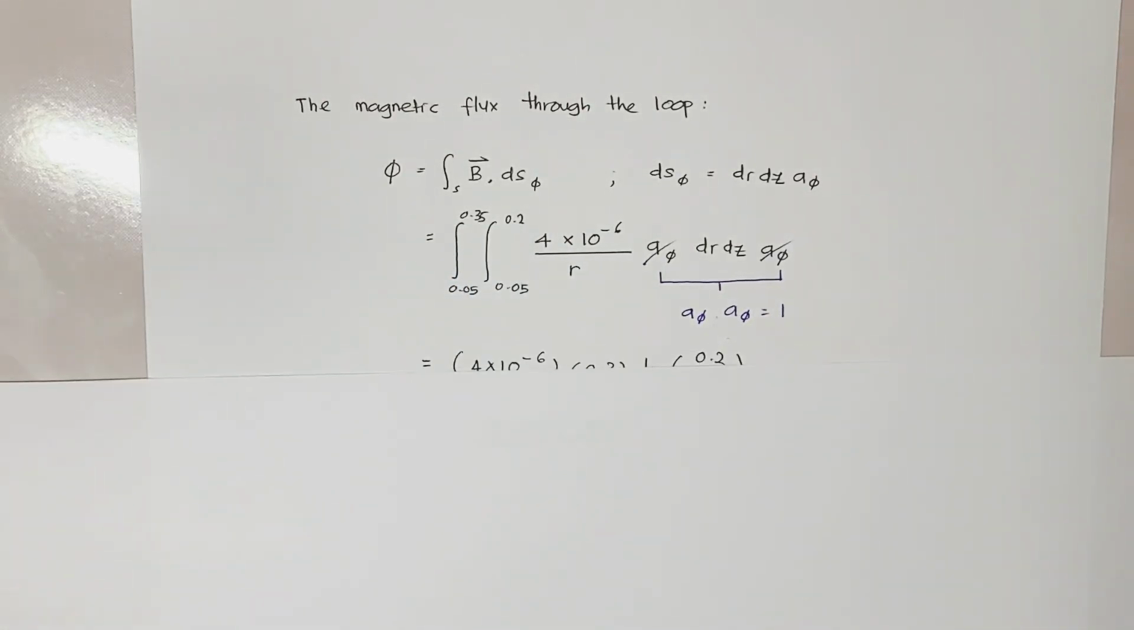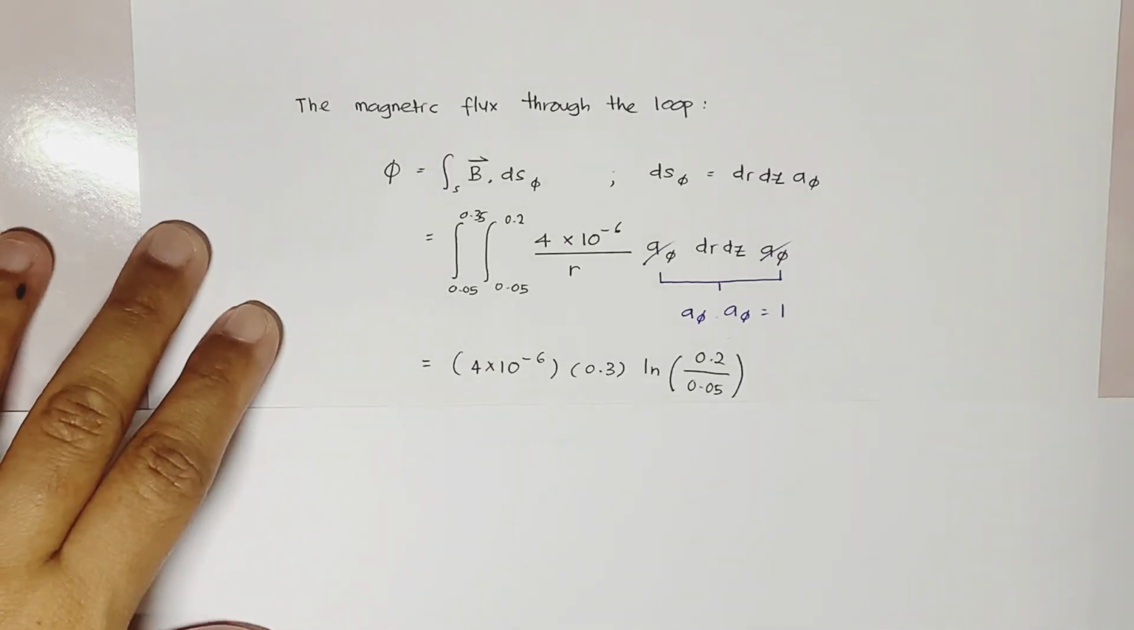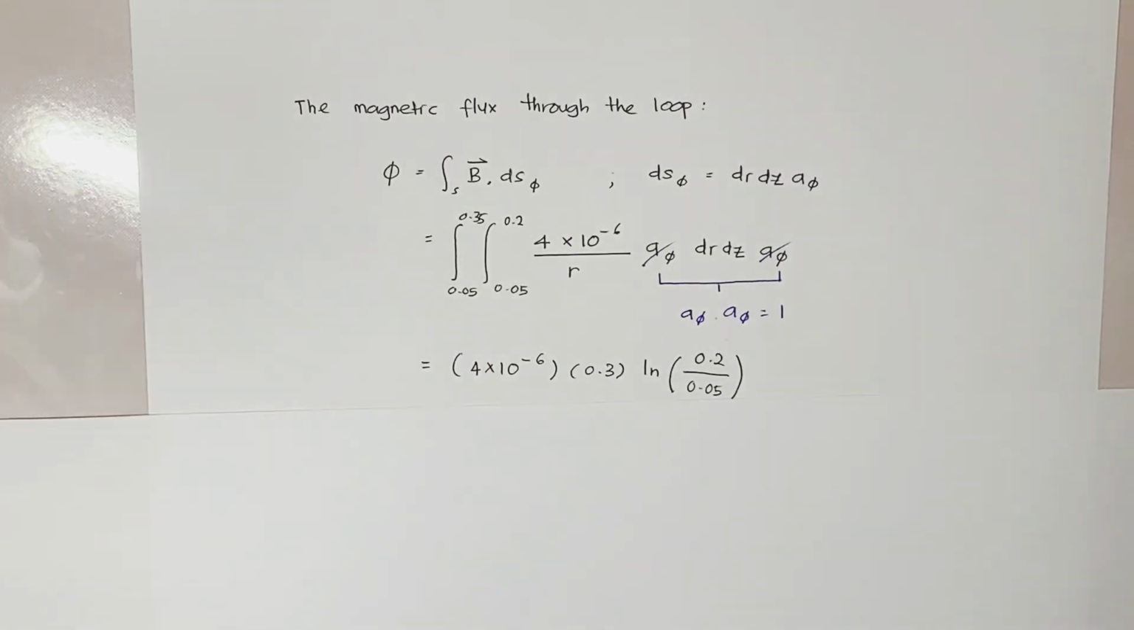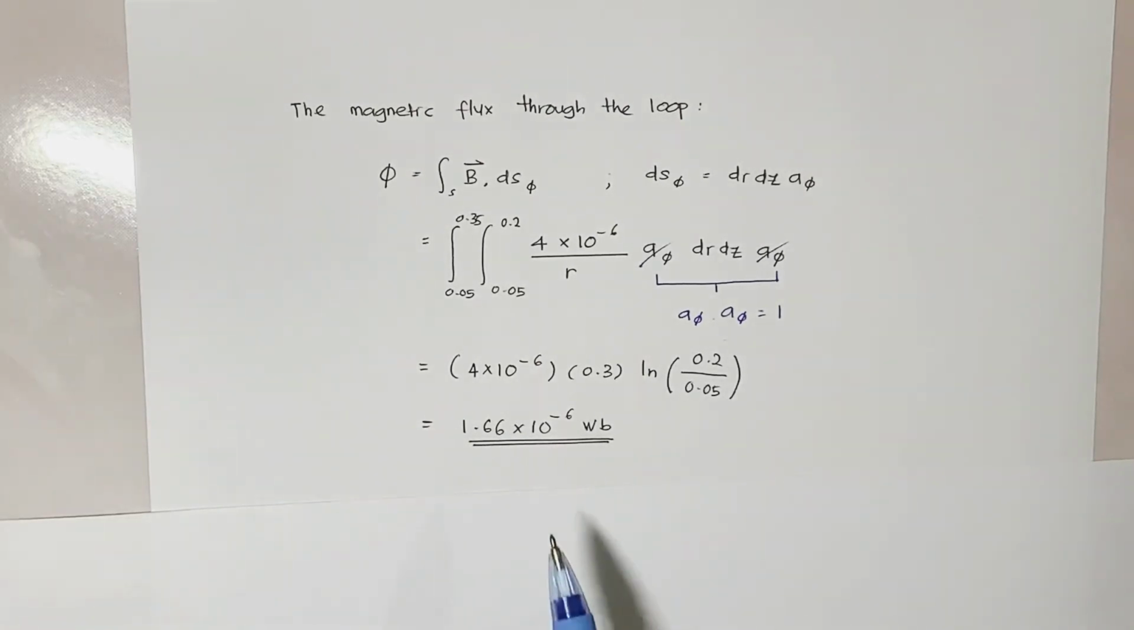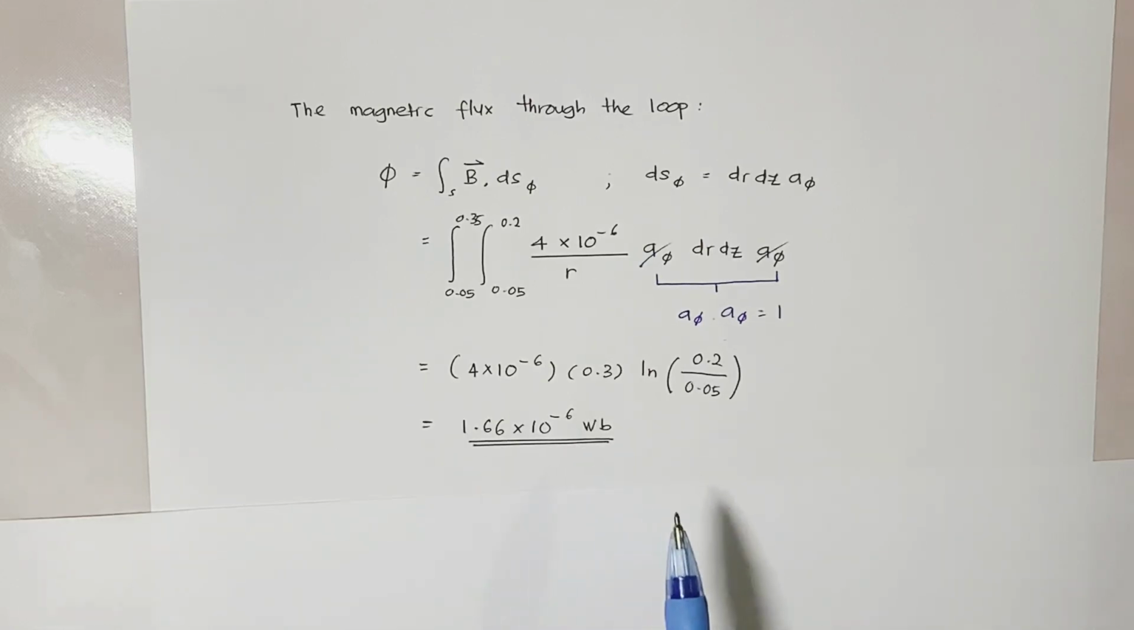Okay, meter. So when we solve it, you will get this one. Solve the integration part. You will get like this. And then after you solve it using your calculator, you will get 1.66 times 10 to the power of negative 6 Weber.